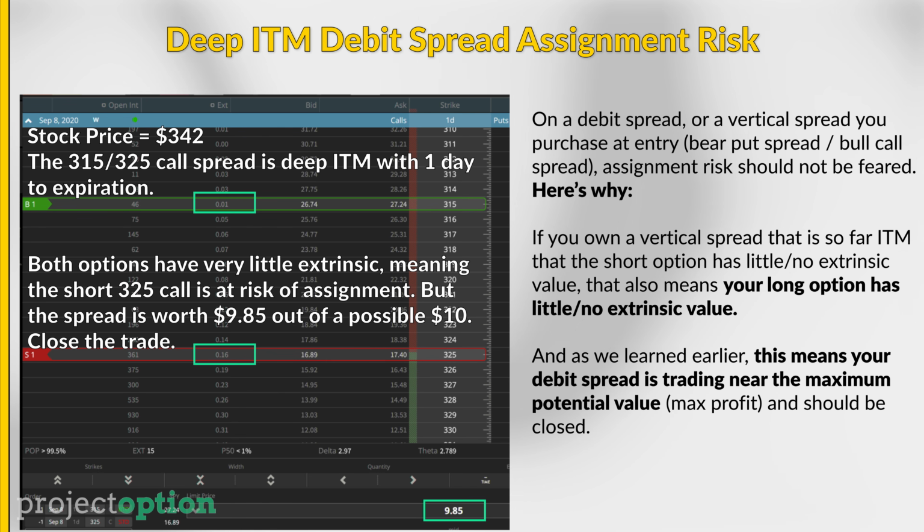If you own a call spread or you own a put spread, there should never be a scenario where you're worried about early assignment, because in the case where you could be assigned early on that short option because it is in the money with very little extrinsic value, that means your put spread or call spread is already trading near the maximum profit potential, and therefore you should close that position.